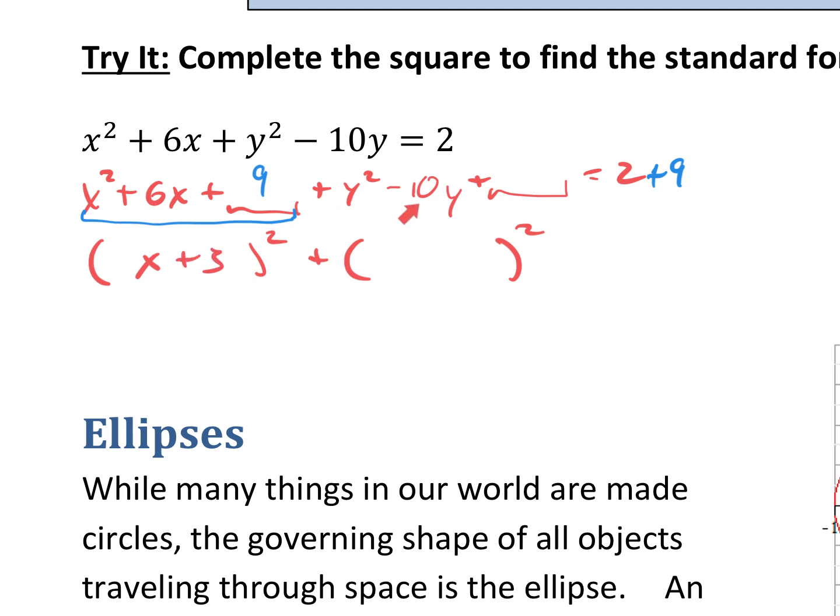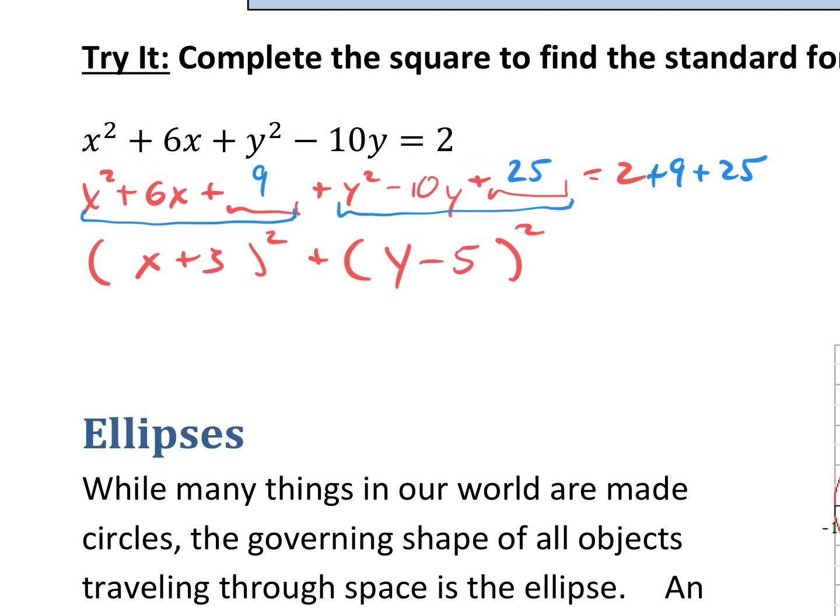We'd also like to make this something that we can factor. So let's take half of this and square it. Half of negative 10 is negative 5. Square it, we get 25. And we're allowed to do that as long as we do it to the other side. This part here now factors into y minus 5 squared. Notice, by the way, we didn't solve this for y or anything.